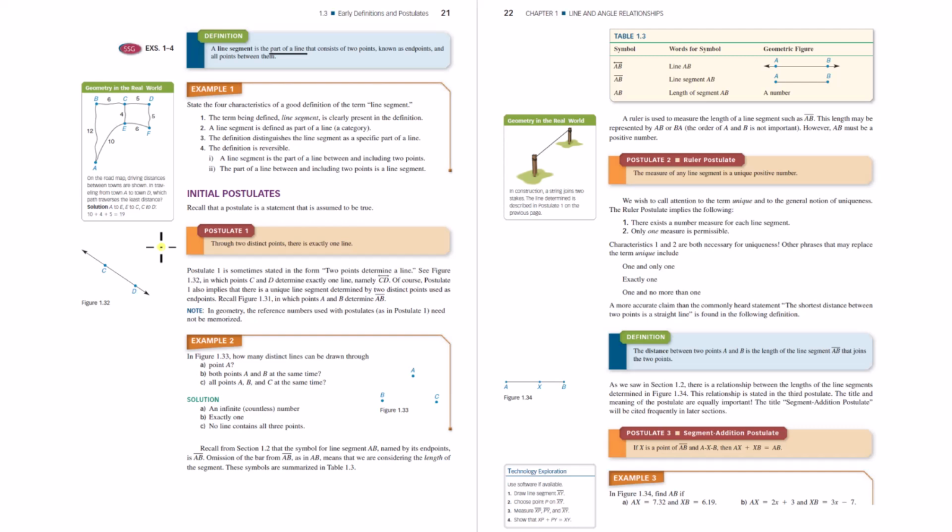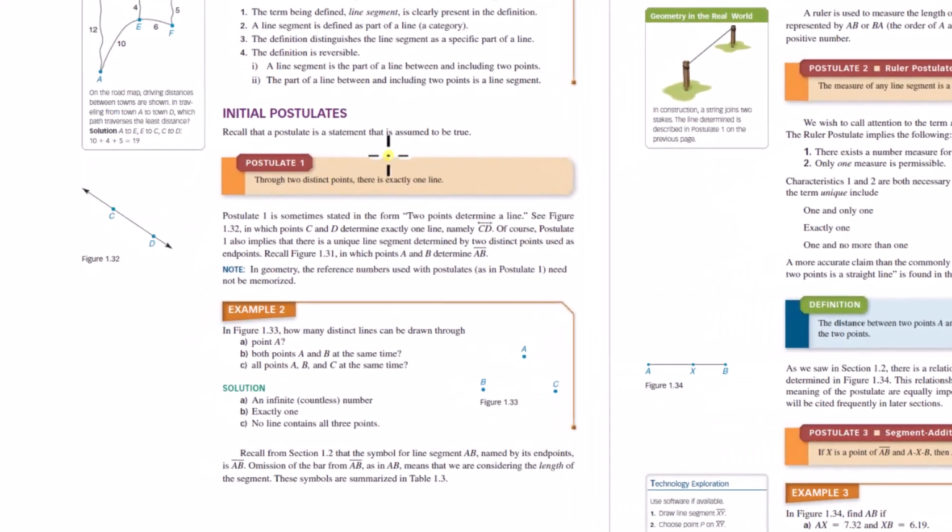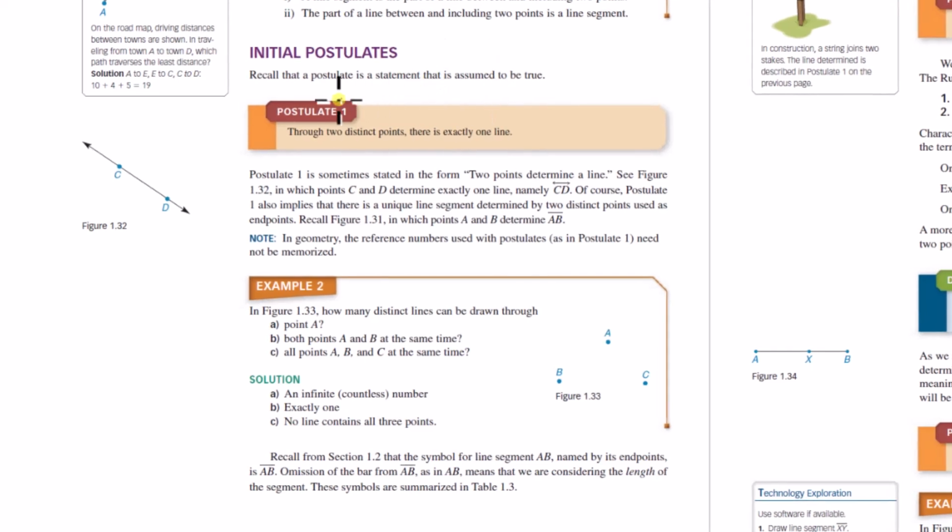Now that we understand what exactly a postulate is and a good definition is, and the role that these play in this mathematical system. Recall that a postulate is a statement that is assumed to be true, but you don't have to prove it. So postulate 1: through two distinct points, there's exactly one line. That might seem to be common sense, and it is. To me, that's what makes a good postulate, that it's just common sense. Everyone can agree on that.